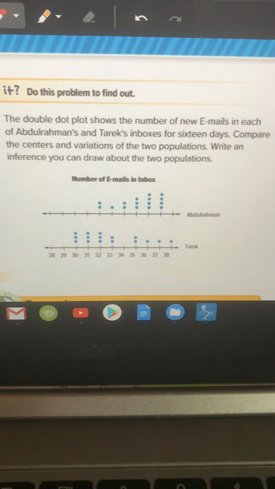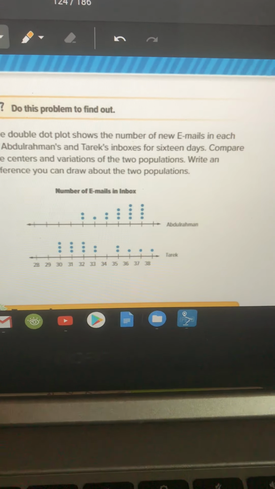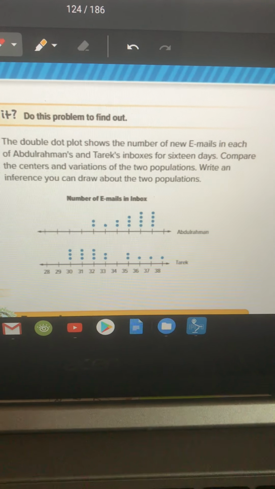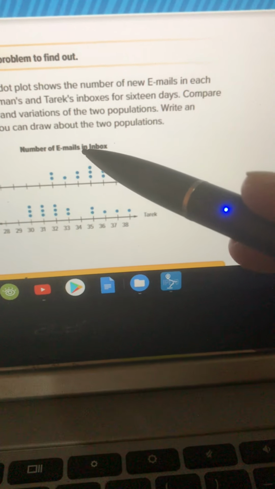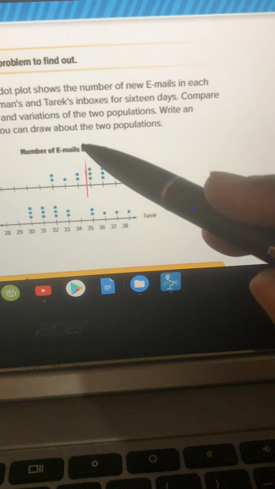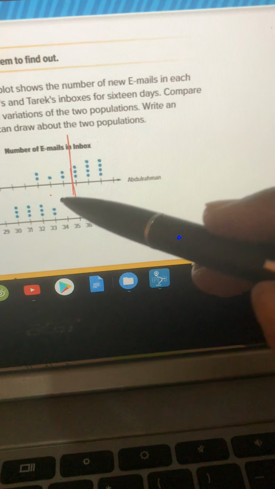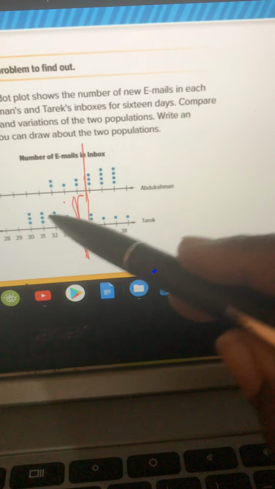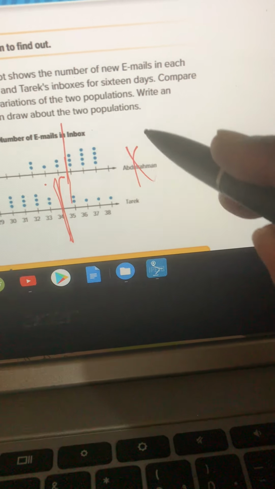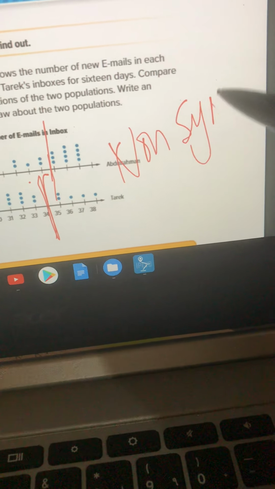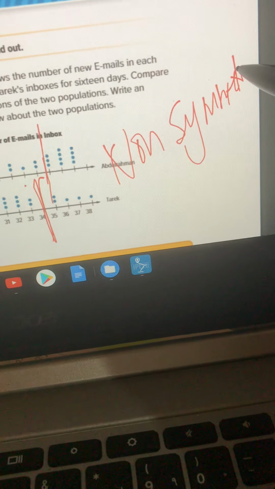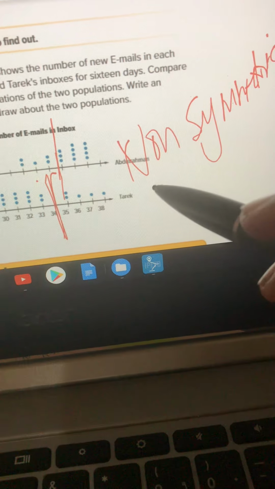We have Abdul Rahman and we have Tariq. If I look at my data, it is non-symmetric, because if I say the half is here, the left does not look like the right. The same thing here. If my half is here, the left does not look like the right. So, non-symmetric. That means I will use the median and IQR. Those are the two things I will do.